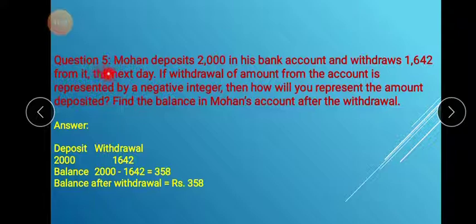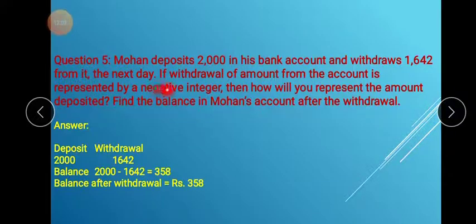Question number 5. Mohan deposit 2000 in his bank account and withdraw 1642 from it the next day. So the question is, Mohan, he deposits, that means he deposit how much money in his bank account? Rupees 2000. And withdraw means he has taken out how much money? 1642 from it the next day. That means from the 2000 which is deposited, from that he has taken out 1642 rupees.